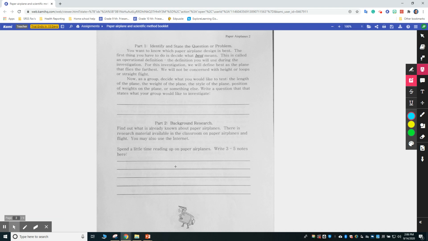The first thing you have to do is decide what best means. This is called the operational definition. The definition you will use during the investigation. For this investigation, we will define best as the plane that flies farthest. So I'll say that one more time. For this investigation, the operational definition is plane that flies farthest, okay, or flies farthest. We will not be concerned with heights or loops or straight flight.